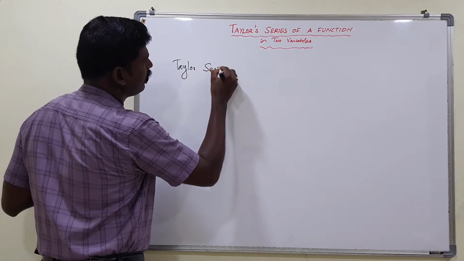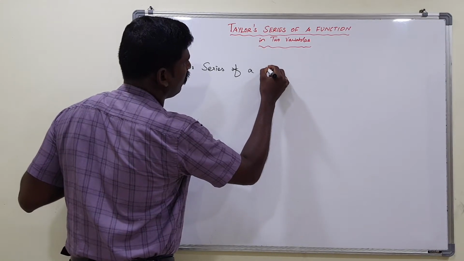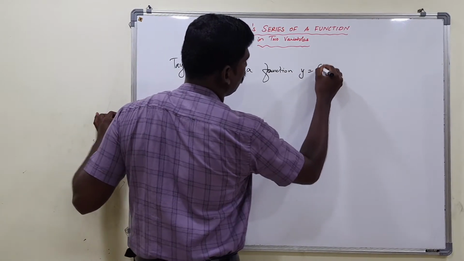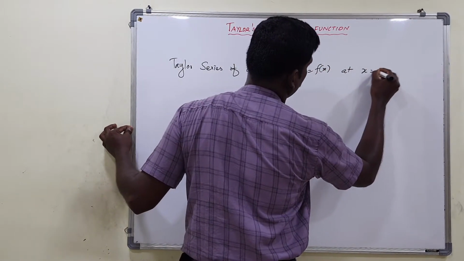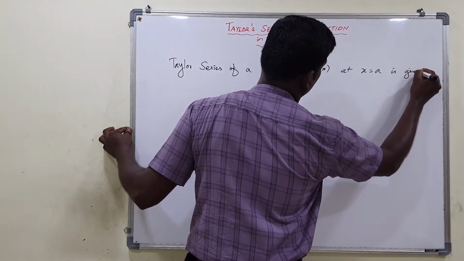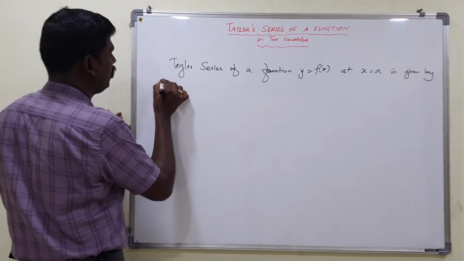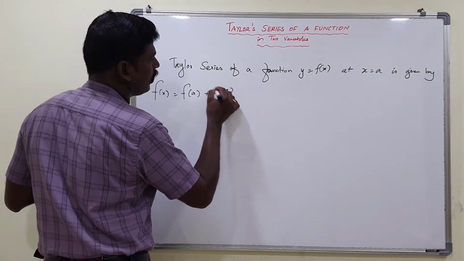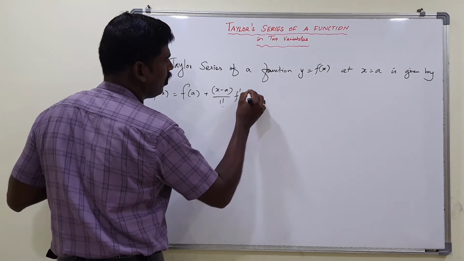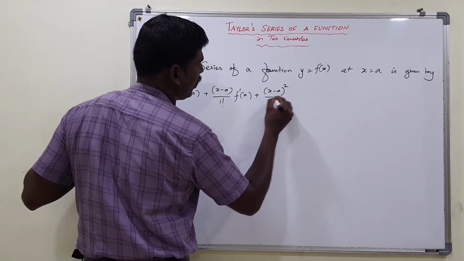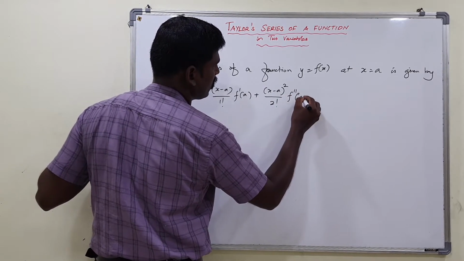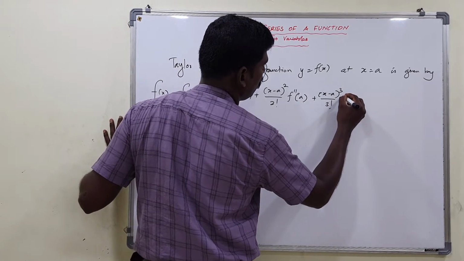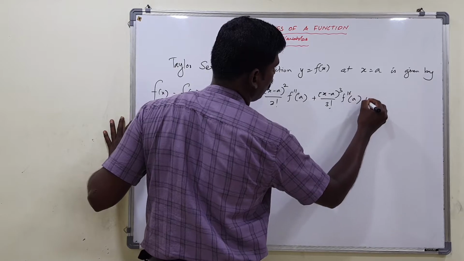Taylor series of a function y equal to f of x at x equal to a is given by f of x equal to f of a plus (x minus a) by 1 factorial into f dash of a plus (x minus a) the whole square by 2 factorial into f double dash of a plus (x minus a) the whole cube by 3 factorial into f triple dash of a plus dot dot dot.